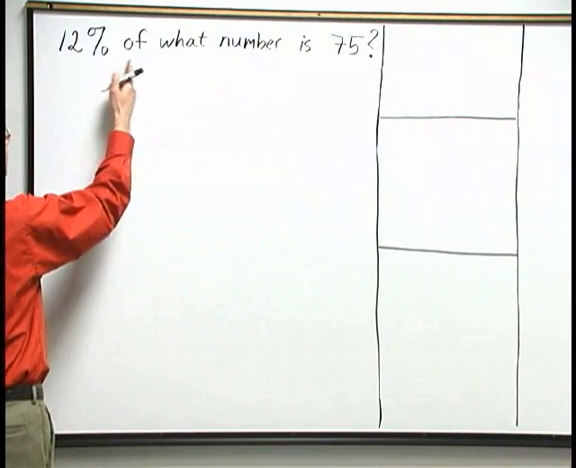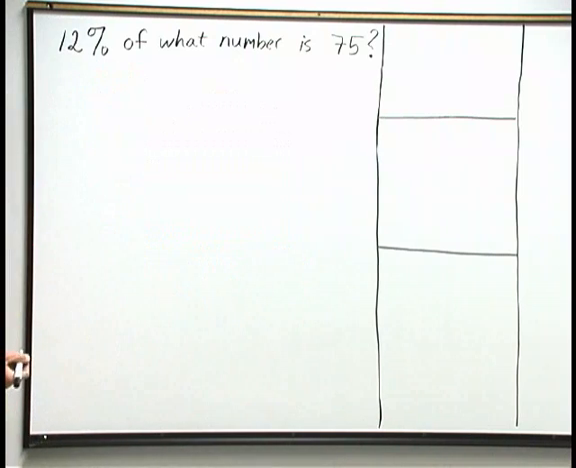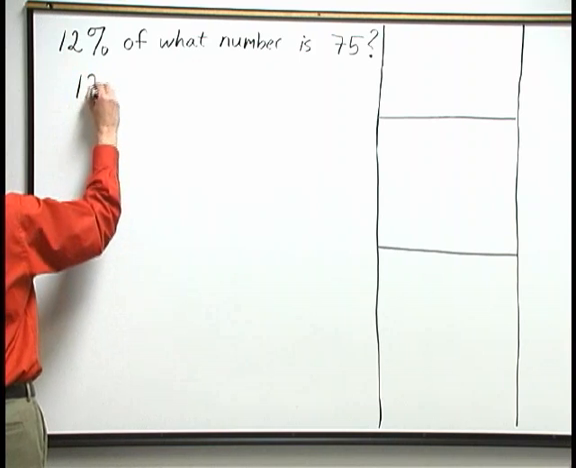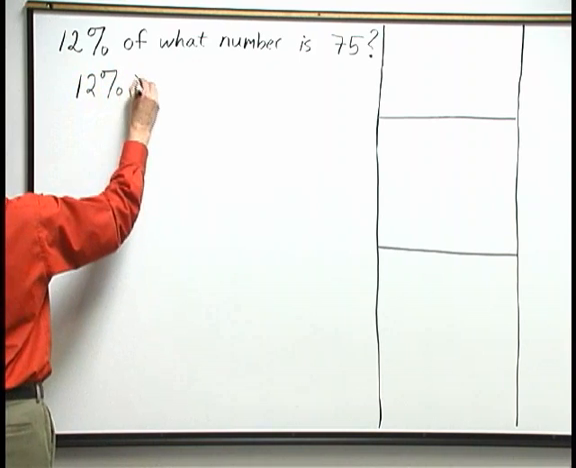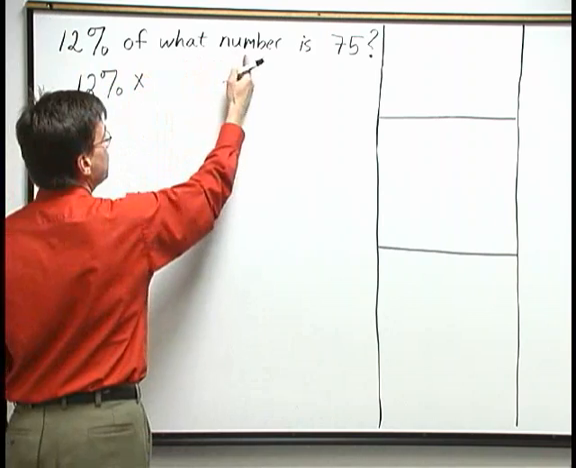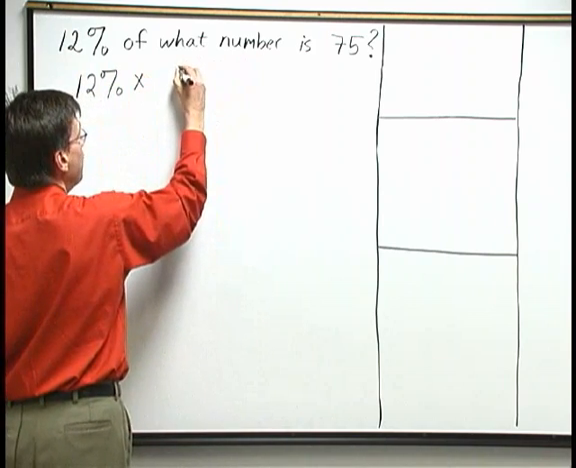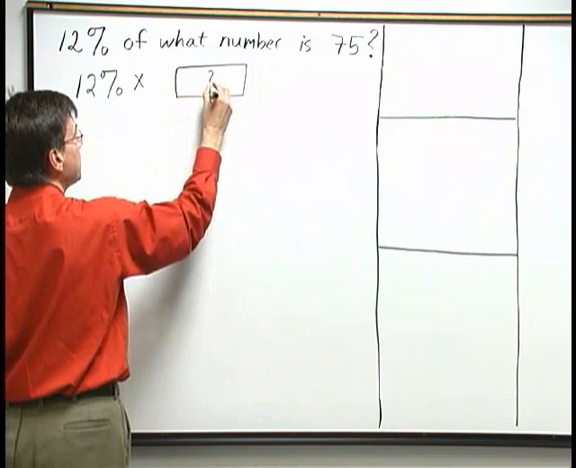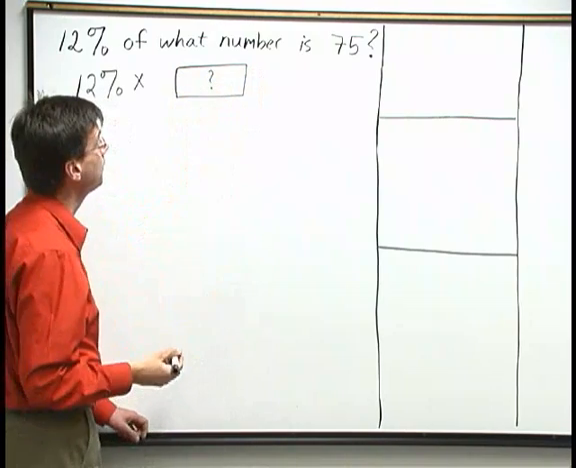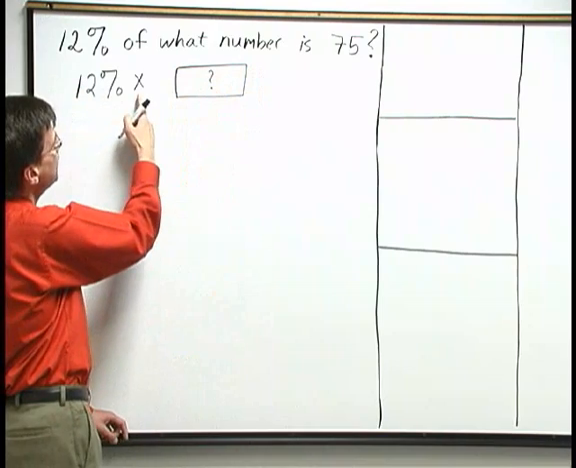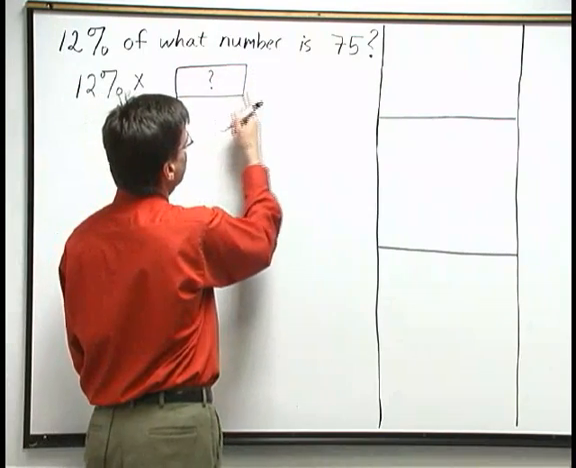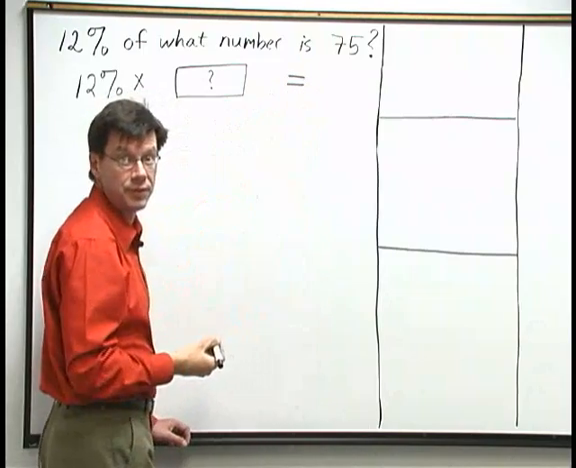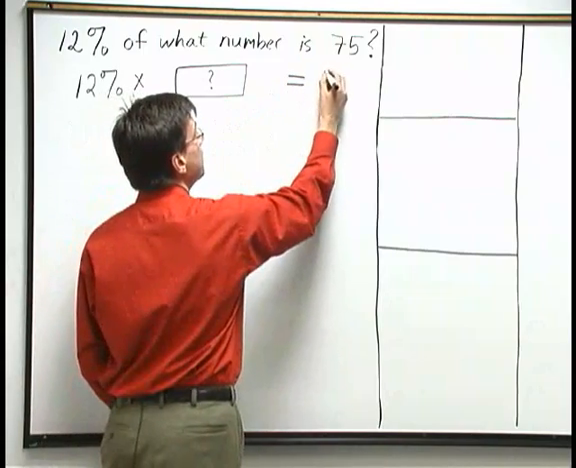12% of, well, percent of, I can always think of as percent times. This is 12% times, next comes what number? For what number, I'm going to write a box. The box represents the number we're trying to find here. 12% times what number is, the is I can replace with an equal sign, is 75.